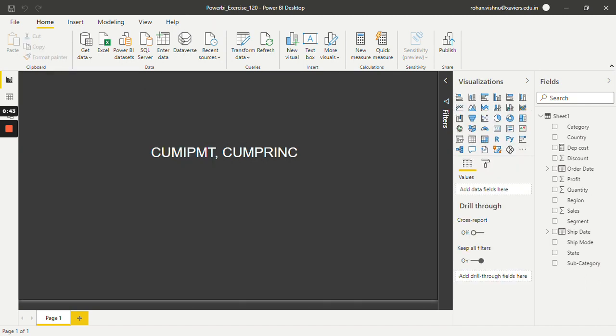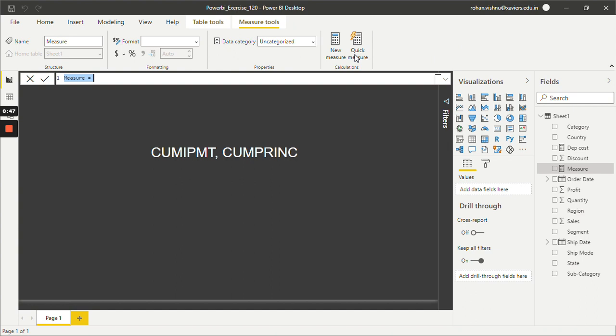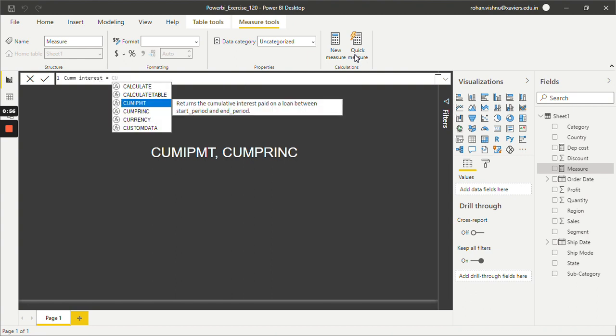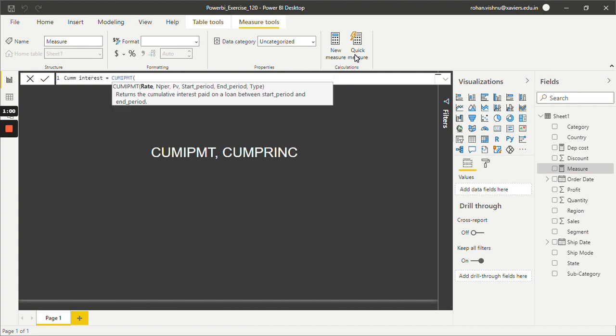For that, I will create a new measure, and let's give it a name, let's say Cumulative Interest, equal to CUMIPMT. I will make use of this function, CUMIPMT. Over here we have several parameters.